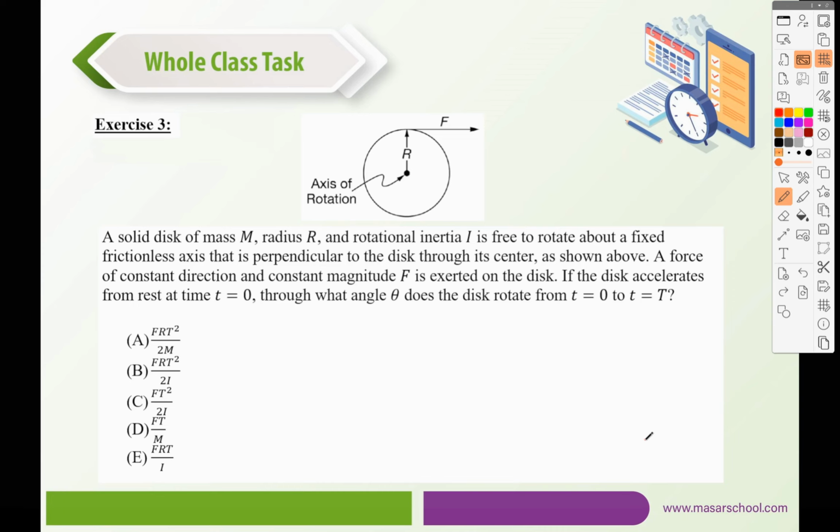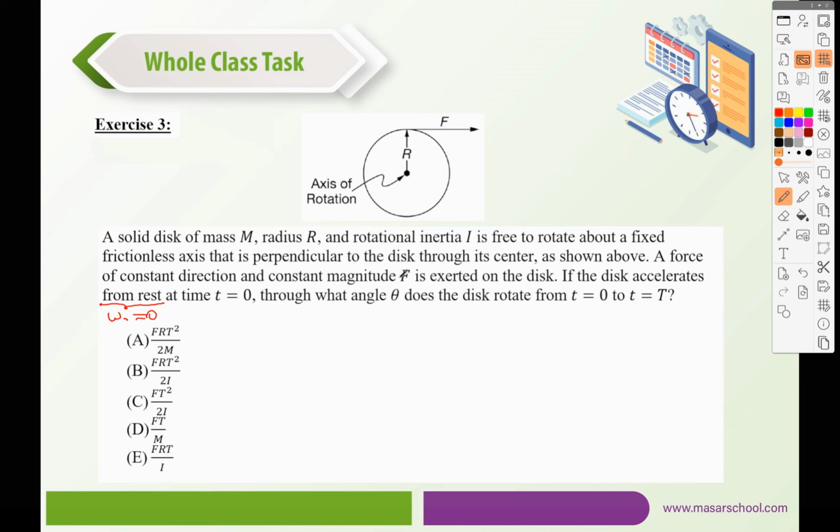Now exercise 3, a solid disk of mass m, radius r, and rotational inertia I is free to rotate about a fixed frictionless axis that's perpendicular to the disk through its center as shown above. A force of constant direction and constant magnitude capital F is exerted on the disk. If the disk accelerates from rest, which means that the initial angular velocity is 0, at time t is equal to 0, through what angle theta does the disk rotate from t is equal to 0 to t is equal to capital T?